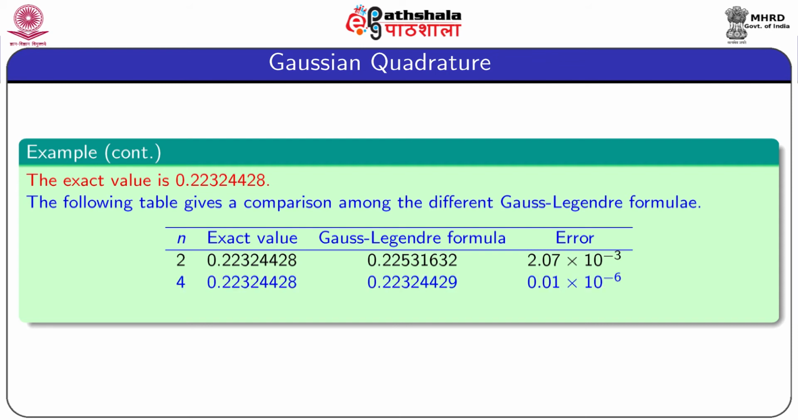And for n equal to 4, the absolute error is 0.01 into 10 to the power minus 6. The error is very small compared to n equal to 2. That means the 2-point Gauss-Legendre formula gives more error than the 4-point Gauss-Legendre formula. And for the 6-point Gauss-Legendre formula, the absolute error is also 0.01 into 10 to the power minus 6. The order of error in the 4-point and 6-point formulas is the same.